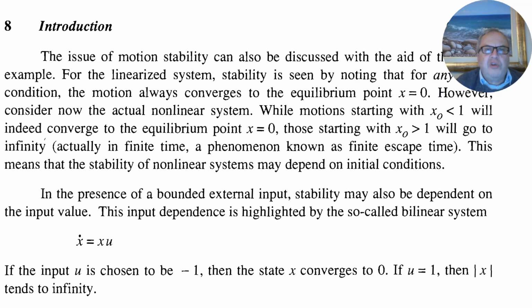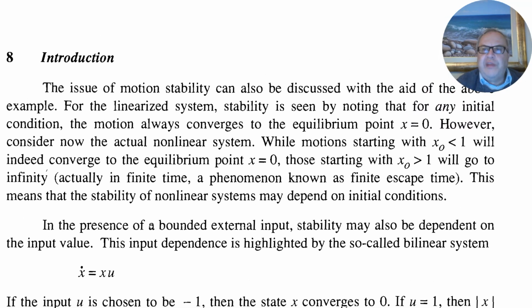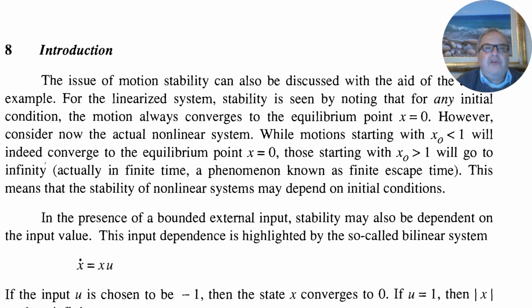The issue of motion stability can also be discussed with the aid of the above example. For the linearized system, stability is seen by noting that for any initial condition, the motion always converges to the equilibrium point x equal to 0. However, consider now the actual nonlinear system. While motion started with x0 smaller than 1 will indeed converge to the equilibrium point, those starting with x0 bigger than 1 will go to infinity.